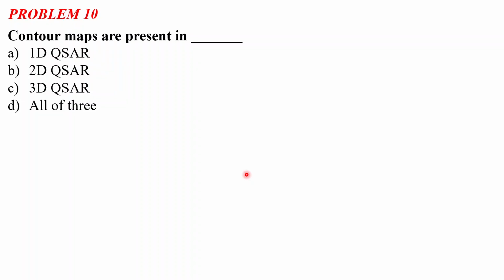Let me know A, B, C, or D, which of the following will be the correct answer for problem number 10. Contour maps are present in 1D QSAR, 2D QSAR, 3D QSAR, or all of the three. I will check the chat box after a minute. Okay. Then I will discuss the contour maps.